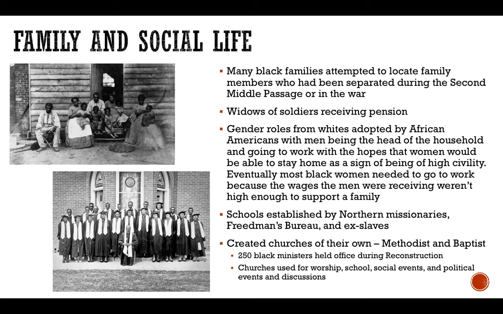Another aspect of family and social life that was solidified at this point was the creation of churches of their own. So African Americans established Methodist and Baptist churches, and they had about 250 Black ministers who actually held office during Reconstruction. So oftentimes the leader of the religious institution had also been considered the leader of the intellectual circle and social circle. And so sending these people to hold office during Reconstruction meant that more people's voices would be heard.